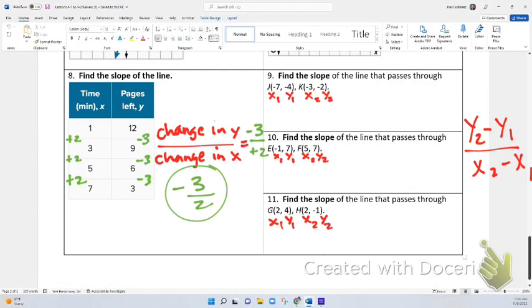And then for each one of these, you just plug it in. So let's start with number 9. So if we do y2, that's a negative 2. Make sure you put subtraction. And then y1 is a negative 4. And then x2 is a negative 3. Make sure you subtract. And then my x1 is a negative 7.